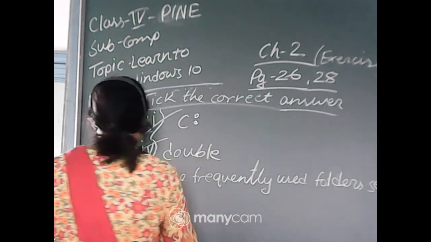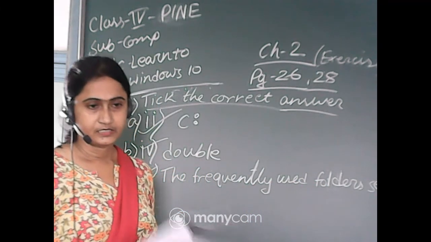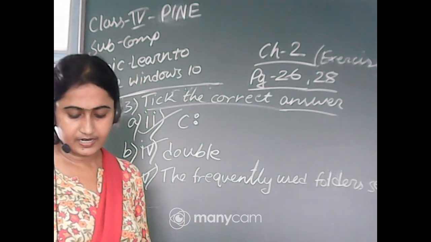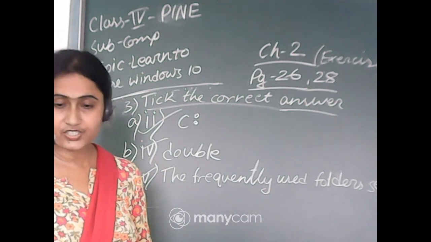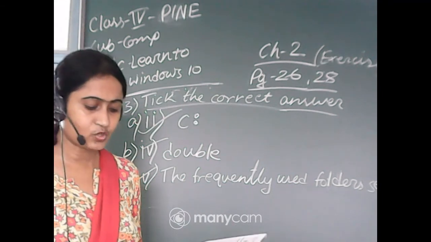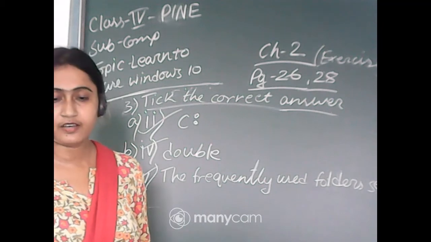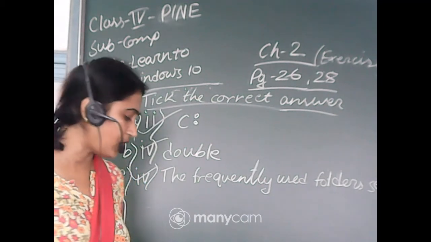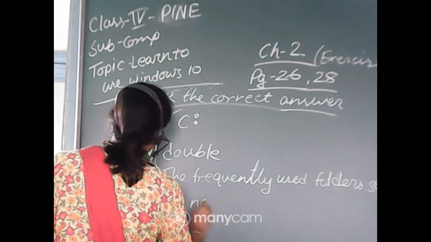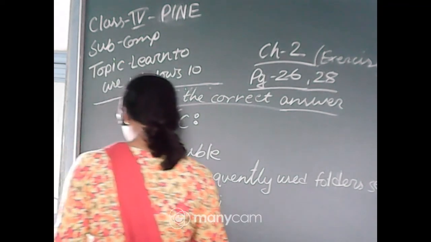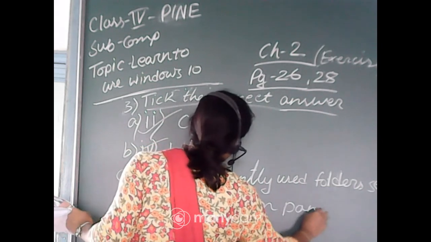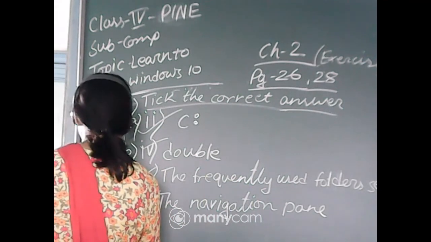Next number D. Dash gives you access to documents and pictures and storage devices. Which? The navigation pane. Option 1 is the correct answer. Navigation pane.